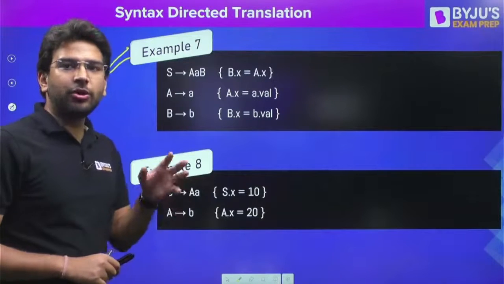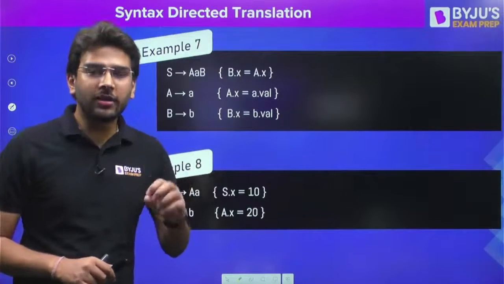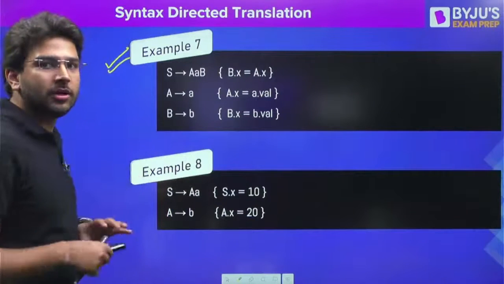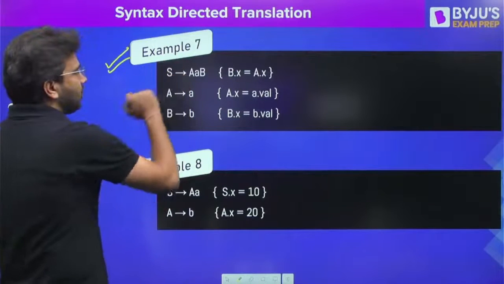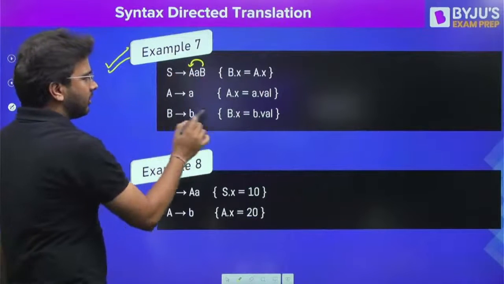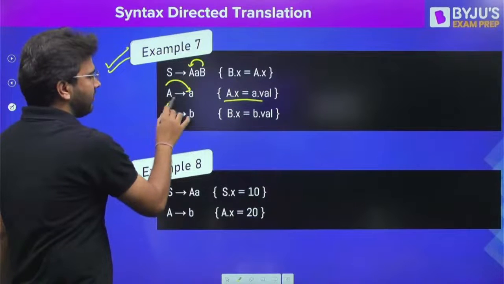See, whenever we talk about inherited or synthesized, we talk about the attributes, not the non-terminals. Remember this thing. We are talking about attribute. Is it clear, everyone? So let's talk about the 7th one. B is taking the value from A, taking the value from sibling. Here it is taking the value from children.